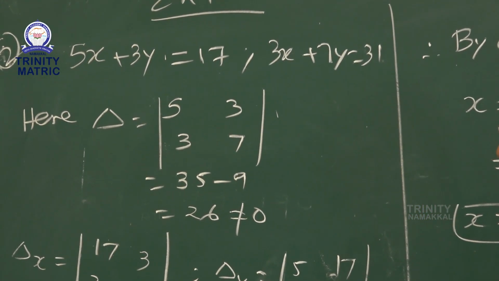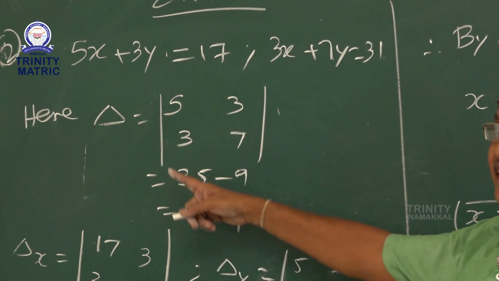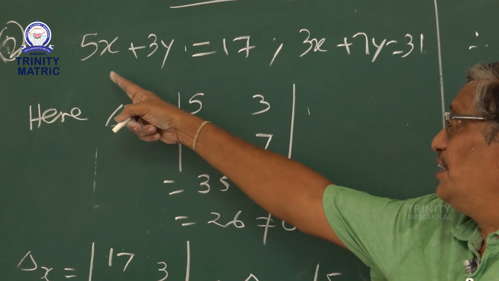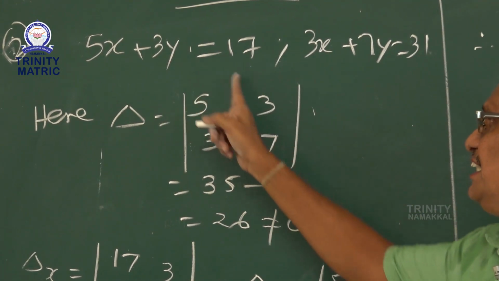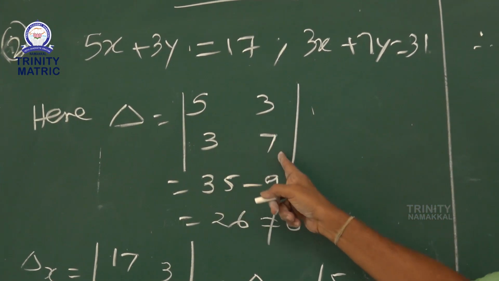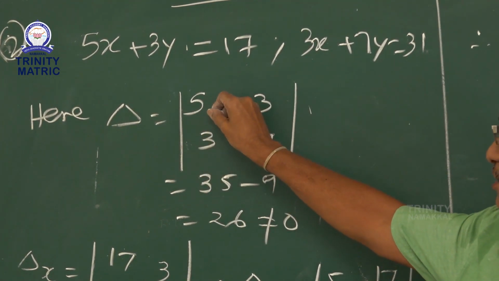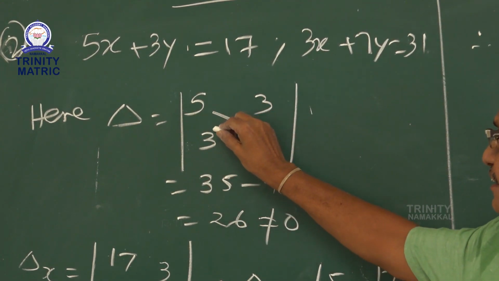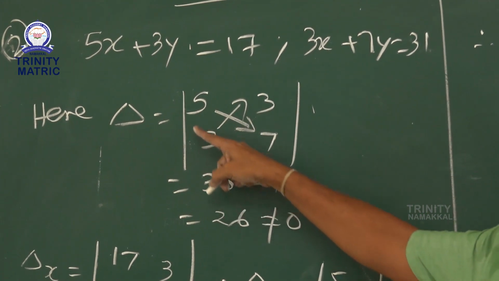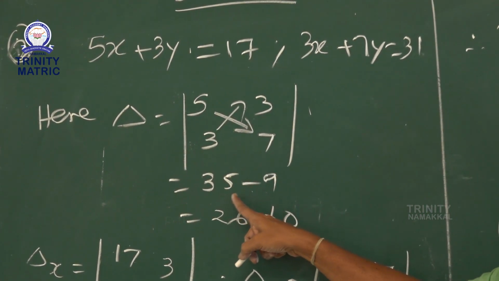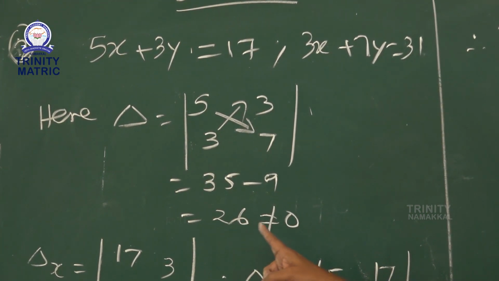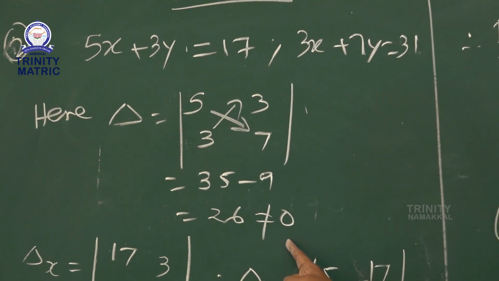How will we find it? First we have to find del. How will we find del? You have to write the coefficient of x, 5, y coefficient 3. Likewise 3, 7. You have to find the value of the determinant. 5 7s are 35. 3 3s are 9. While subtracting, you have to put minus sign. 35 minus 9, 26, not equal to 0.